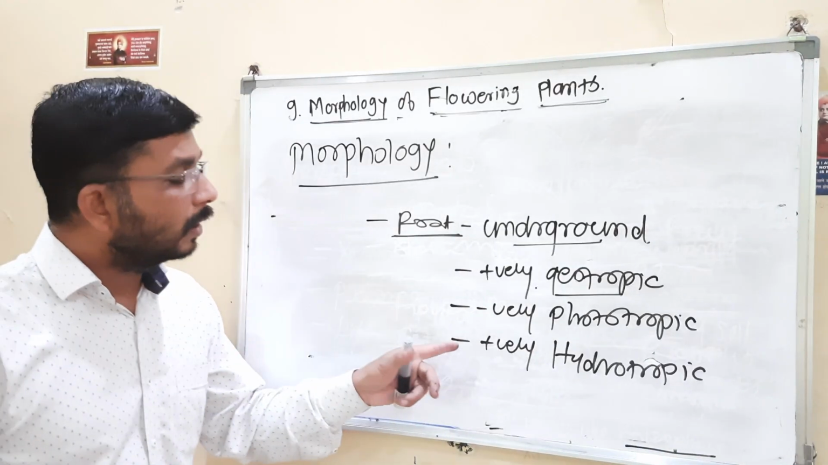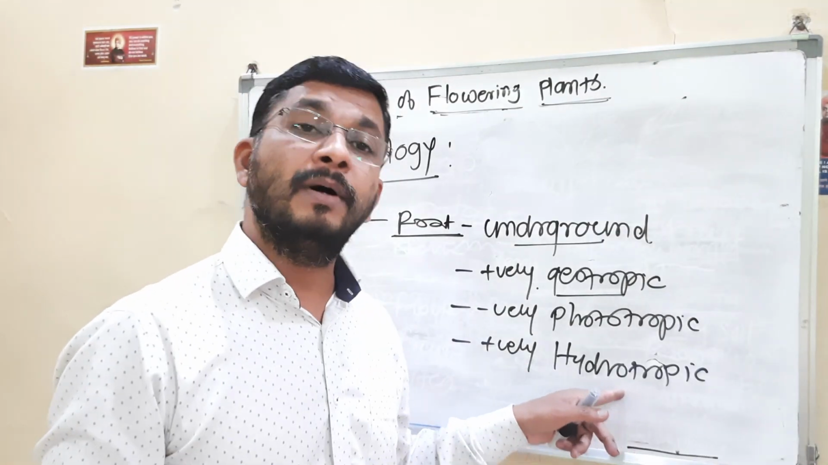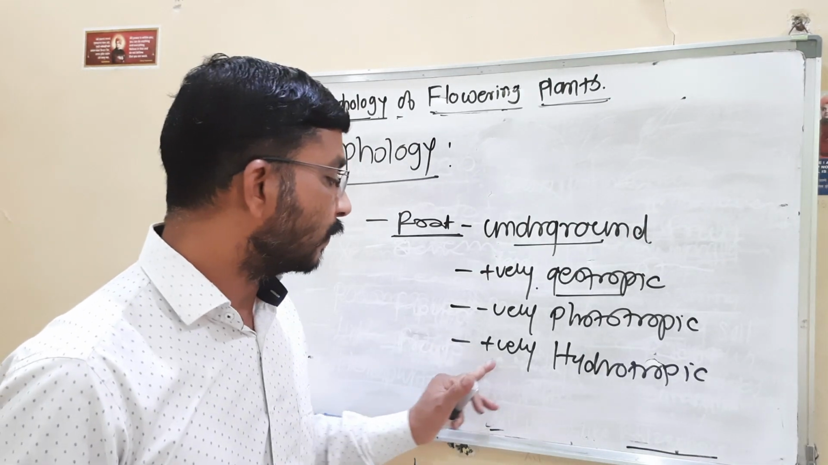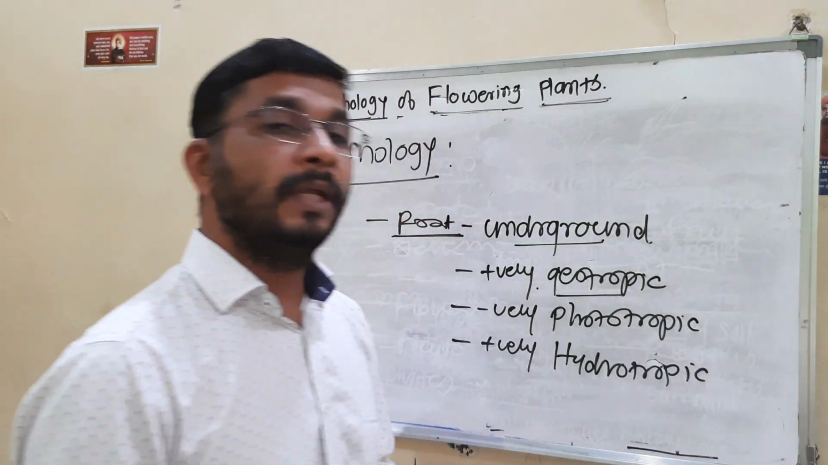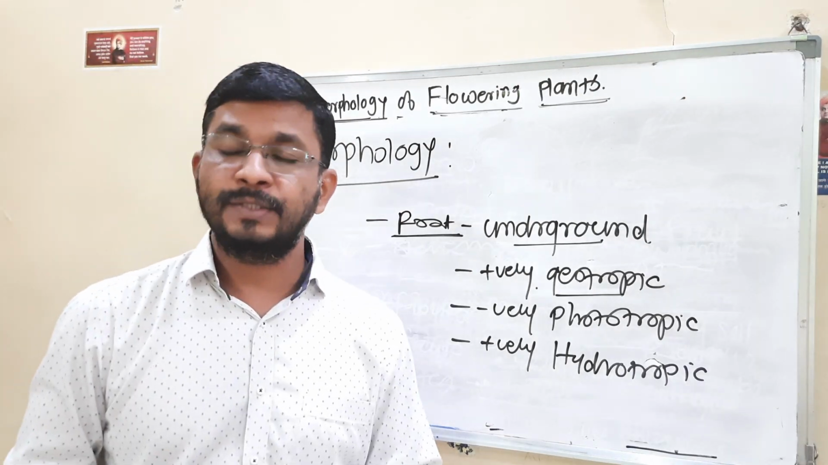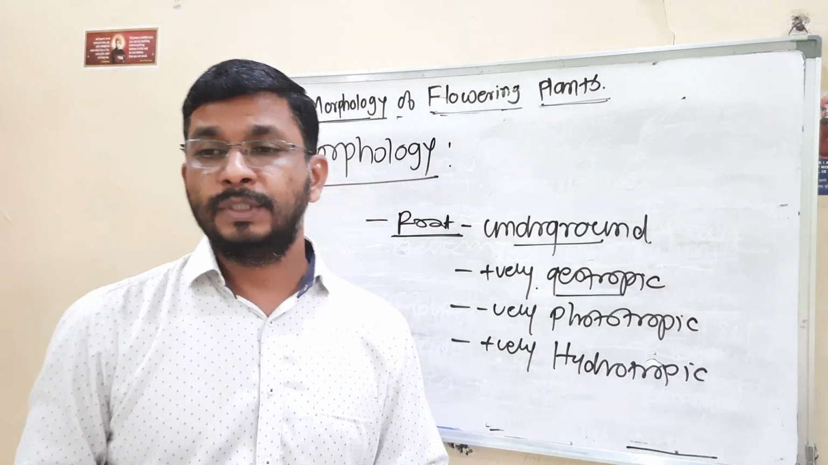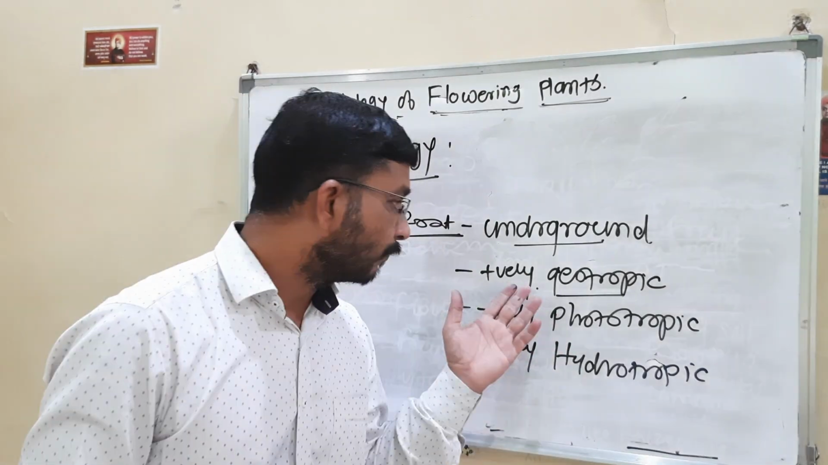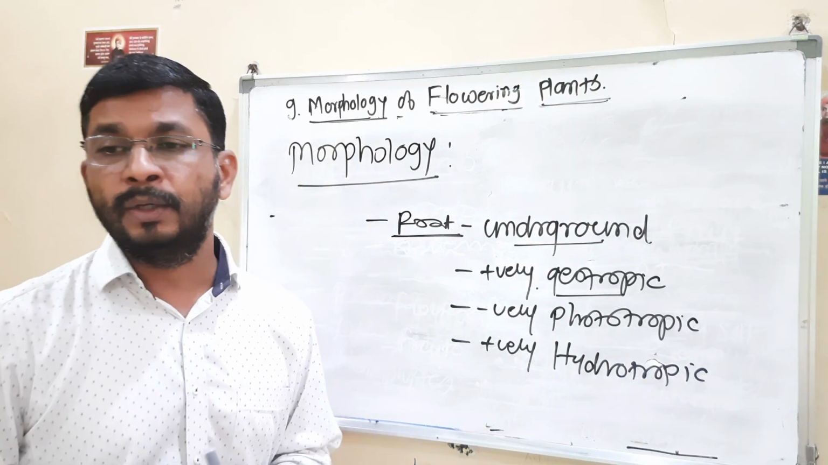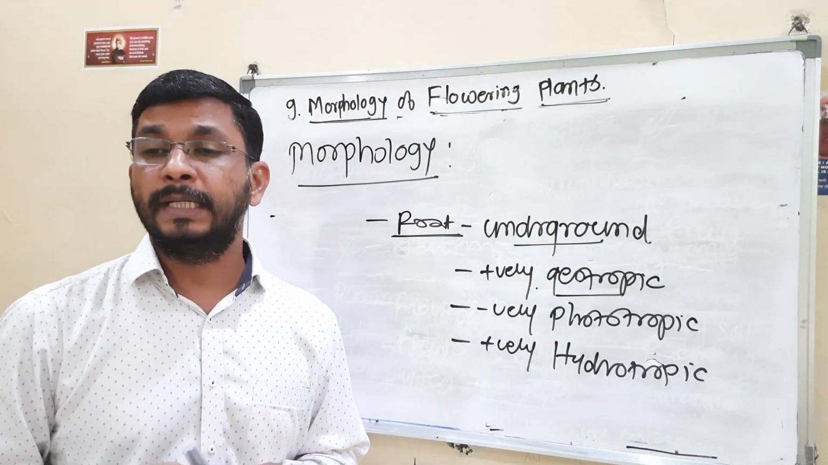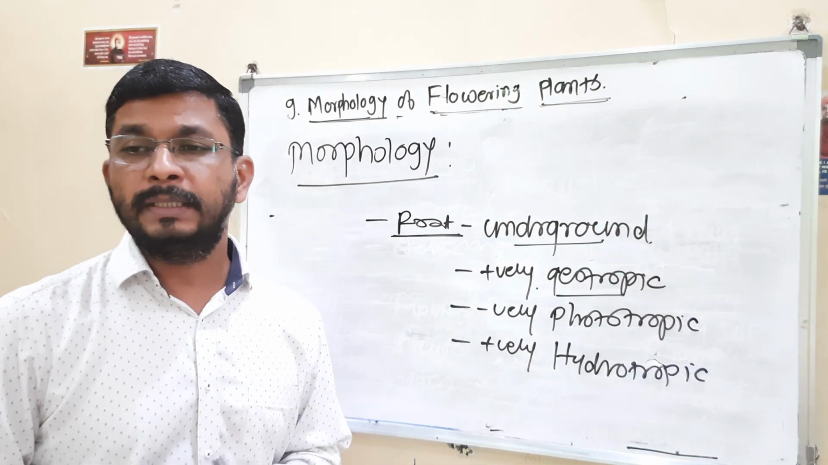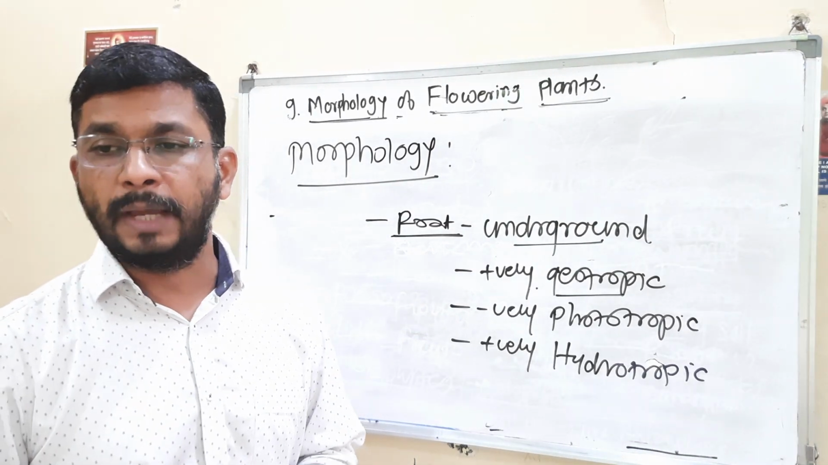Then we call it positively hydrotropic, because they grow towards the water. That's why we call them positively hydrotropic. Then the root is the descending axis of the plant body, which is positively geotropic and hydrotropic but negatively phototropic, as we can discuss here. The root grows beneath the soil surface towards the gravity.